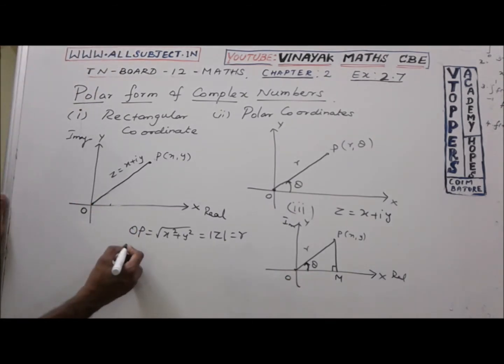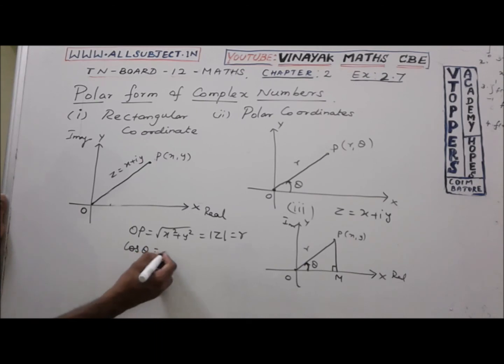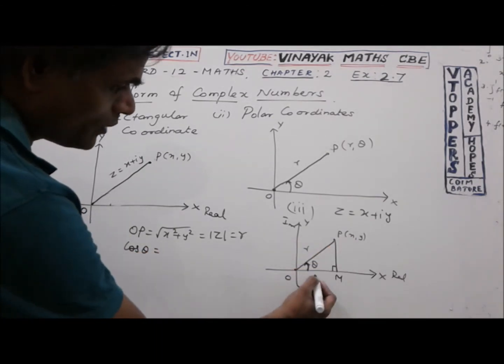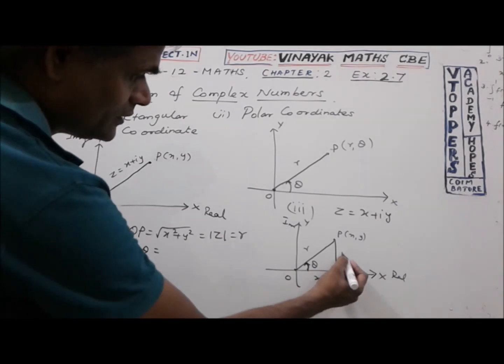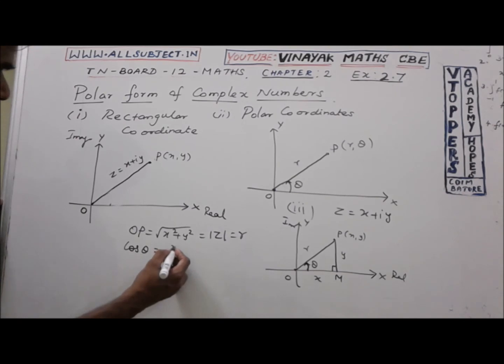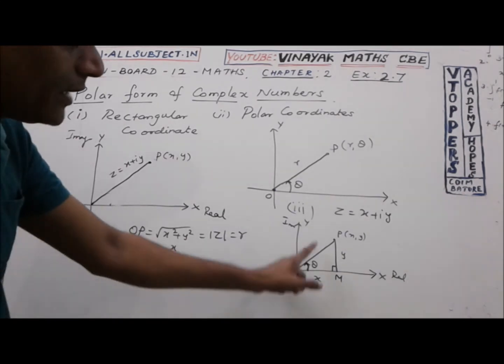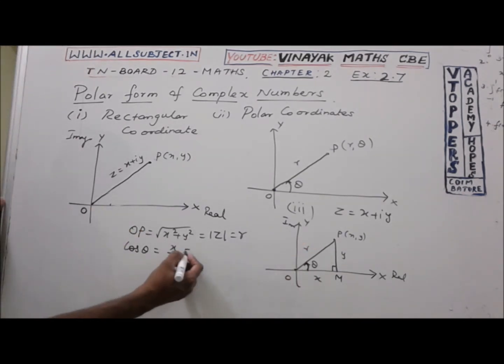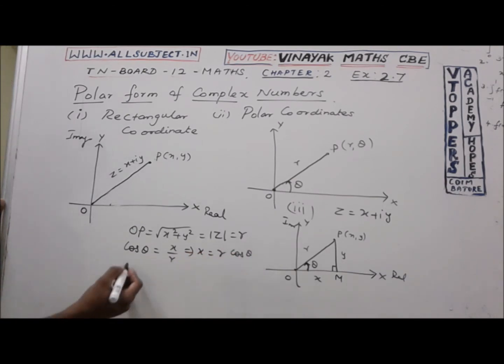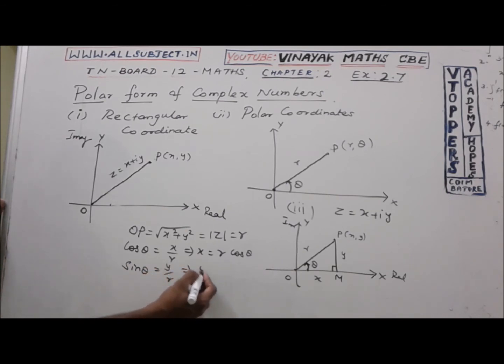By use of the trigonometric identities, cos theta equals adjacent by hypotenuse. This point is (x, y), so this represents x and this represents y. Here cos theta equals x by r, adjacent by hypotenuse, which implies x is equal to r cos theta, and sin theta equals y by r, which implies y equals r sin theta.